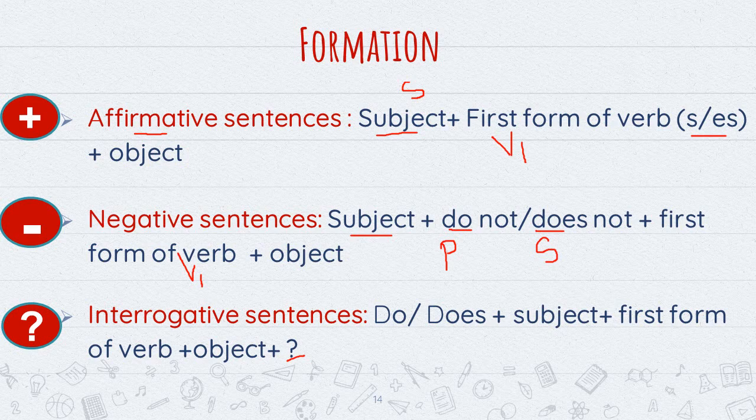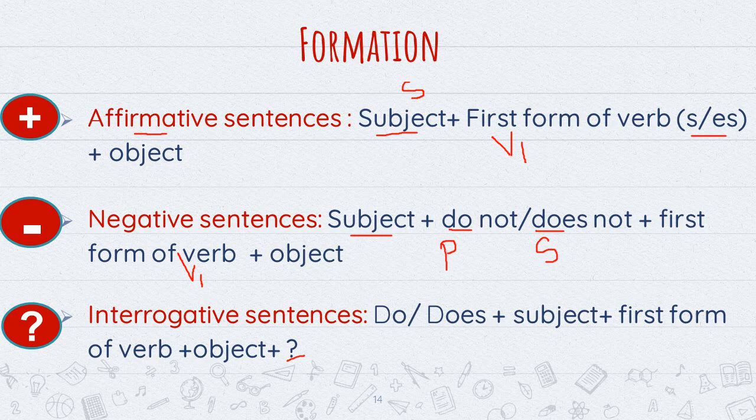Formation of simple present tense. First of all, affirmative sentences. There we use subject plus first form of the verb or first form of the verb plus s or es plus object.